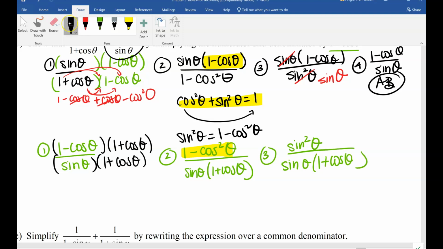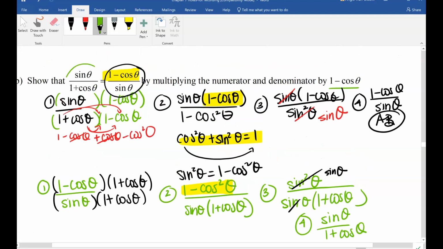Okay, so by reduction, there's 1 left on the top. So last step, I'm going to write number 4, sine of theta all over 1 plus cosine of theta. Let's check to see if that's what the left side is, and it is. Write initial to tell me that you are done with your proof instead of I'm stuck.